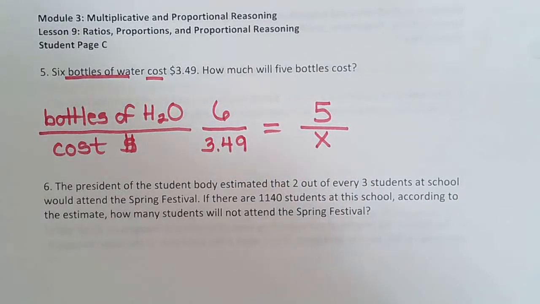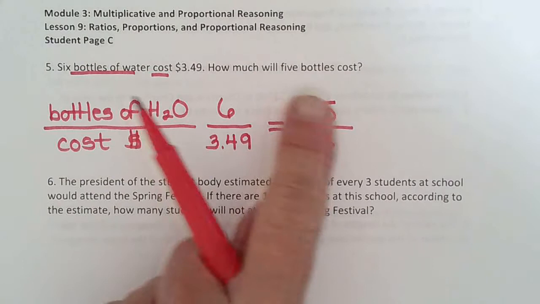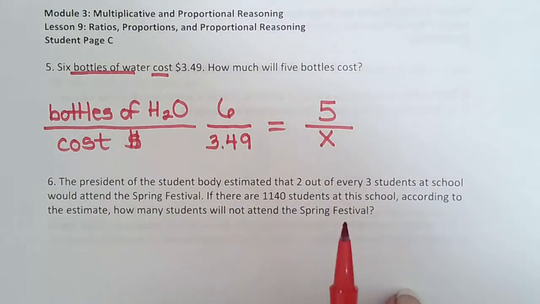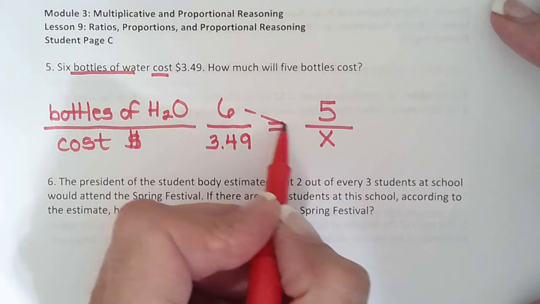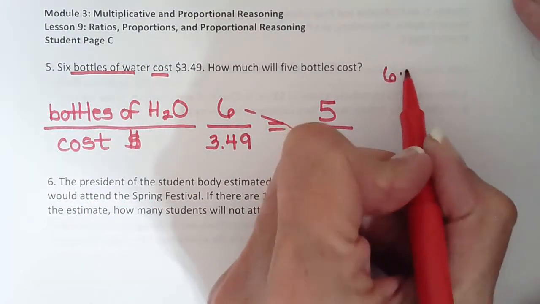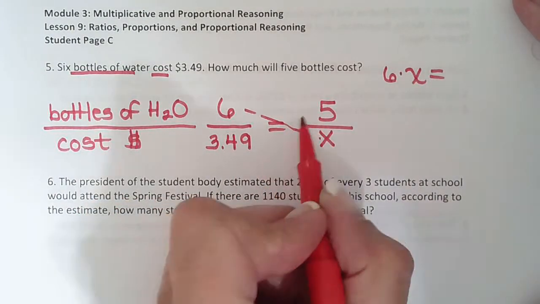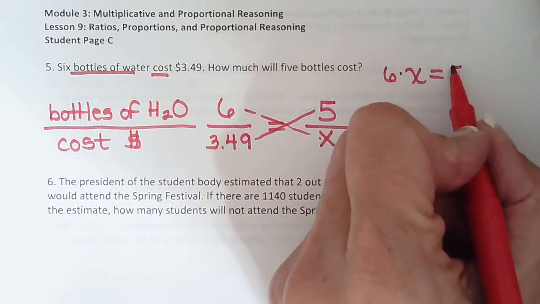So, can you see any patterns? No. So it looks like we're going to be doing some math, doesn't it? So here we have 6 times X equals 5 times 349.